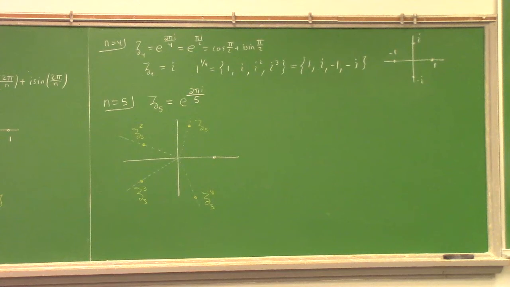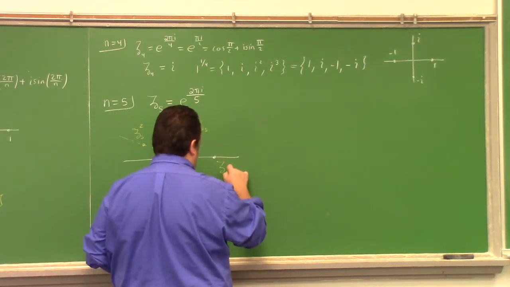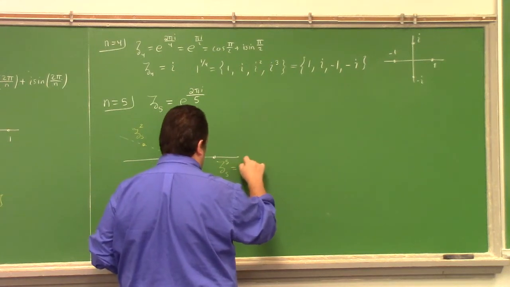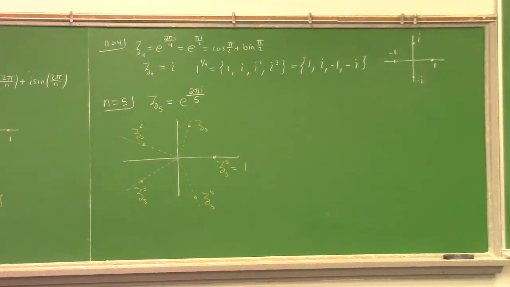What happens when you get there, will it ever repeat itself? Yeah, zeta 5 to the 5th is equal to 1 again. And then when you go to zeta 5 to the 6th, it's going to be the same as zeta 5. You could put k as any integer here, and you'd get the same set of values. They just loop back on each other. So I list k going from 0 to n minus 1 just to give a distinct list. Anyway, these are the principal roots of unity.